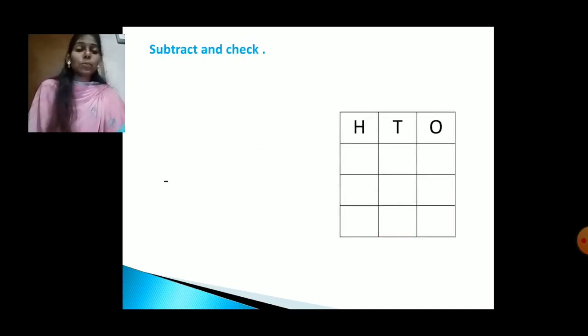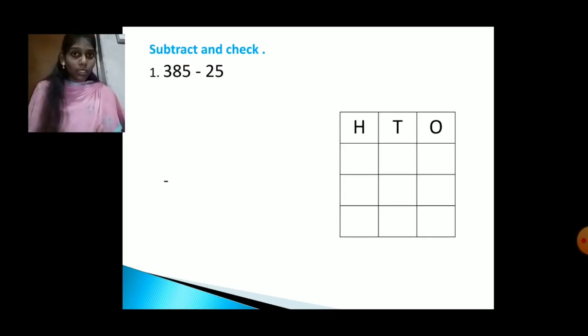Now next is subtract and check. Means you have to subtract and then you have to check. This is checking method whether our answer is correct or not. Okay. For that purpose we use checking method. Right. We have already done this. Right. And I know you all are practiced very well. Right. So see this sum. 385 minus 25. So first again we will arrange these numbers at correct place. Then we will solve that sum and then we will check.